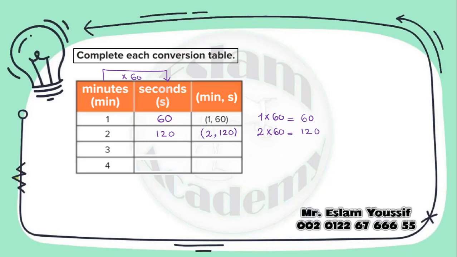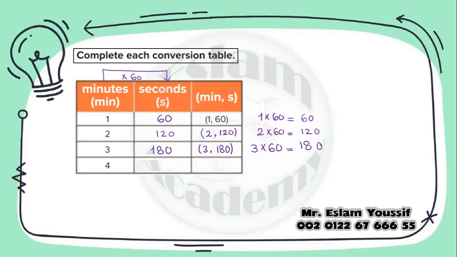Now 3 minutes equals how many seconds? Just write 3. From minute to second, you need to multiply. We know that 1 minute is equal to 60 seconds, so we need to multiply it by 60. So 3 times 0 equals 0. And 3 times 6 equals 18. So the answer will be 180. So each 3 minutes equals 180 seconds.